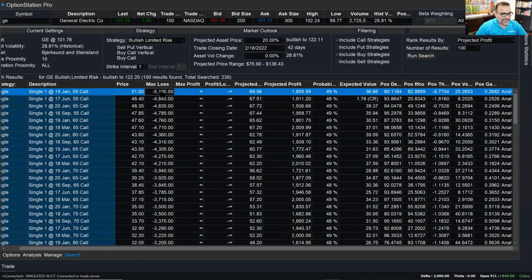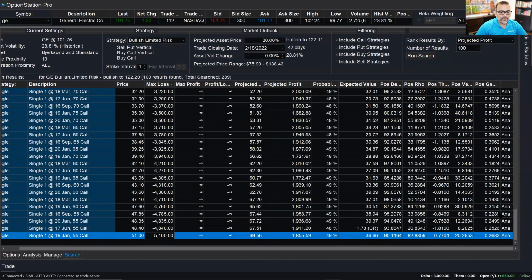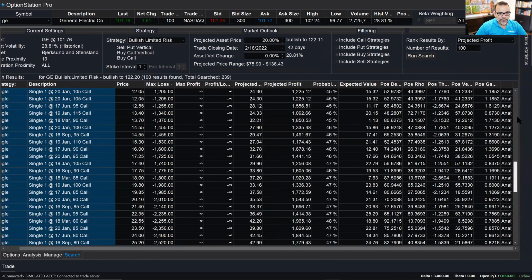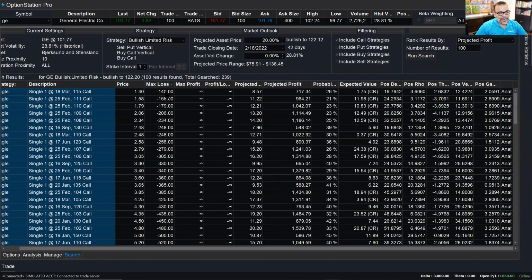The very one that has the most maximum loss is right here at the top. If I click on the column header one more time and I scroll all the way to the top, I'm going to see the one that has the least maximum loss. So notice that maximum loss here in relationship to the projected profit.